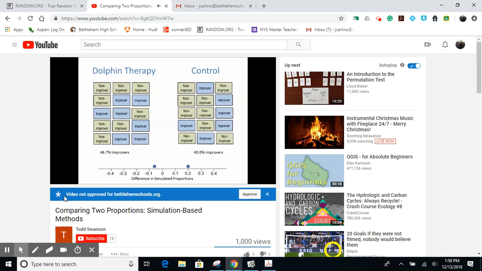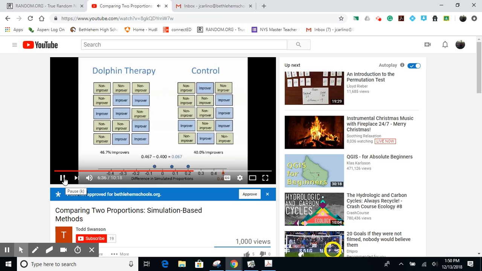This time we find that 7 improvers, or 46.7%, end up in the dolphin therapy group, and 6 improvers, or 40%, end up in the control group. This gives us a difference in proportions of 0.067, and we will add this dot to our dot plot. Note that none of these simulated results are as extreme as our actual observed difference of 0.467. Okay, see where that 0.467 is? It's way on the outside.